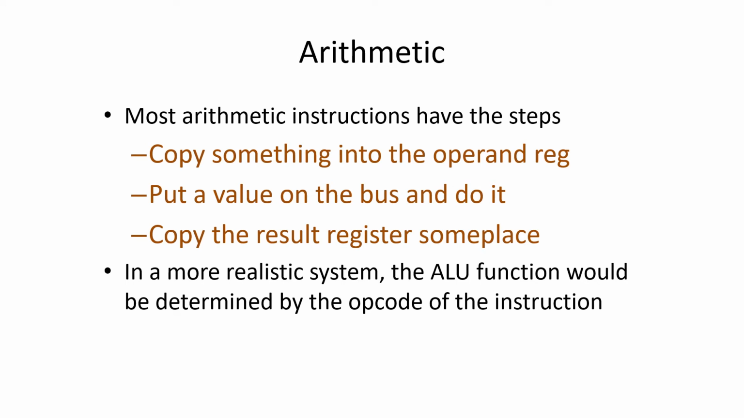Arithmetic instructions, add, subtract, multiply, divide, have a pretty standard format. The first thing you do is copy something into the operand register, typically from a register or perhaps from memory. The second value is put on the bus, and in the next step you execute the instruction, you add or subtract. That puts the result in the result register, which in the third line is copied back to someplace else, usually a register. In a real computer, the actual instruction to be executed would be determined by the opcode of the instruction. In our simple microcode, we specify it as an ALU function.